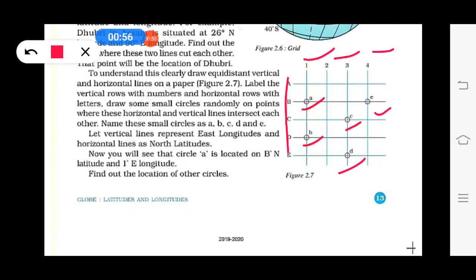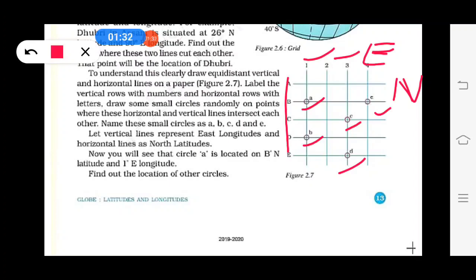Let vertical lines represent east longitude. All these vertical lines represent east longitude. And these horizontal lines represent north latitude. Now you will see that circle A is located on B degree north latitude and 1 degree east longitude, isn't it? Now you have to find out the location of other circles.